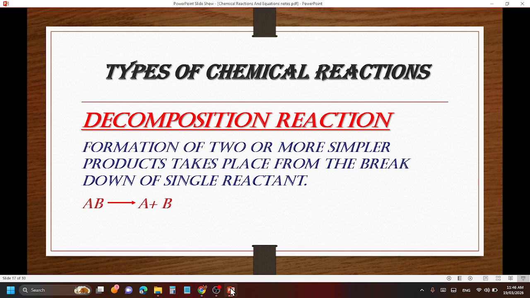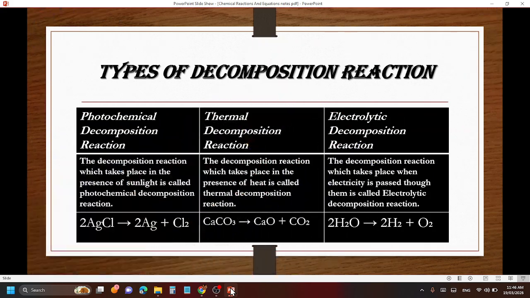I am giving the example of IPL and friends because it is relatable. You can relate it easily, so I am giving these examples. Now, the types of decomposition reaction. The first type is photochemical decomposition reaction.